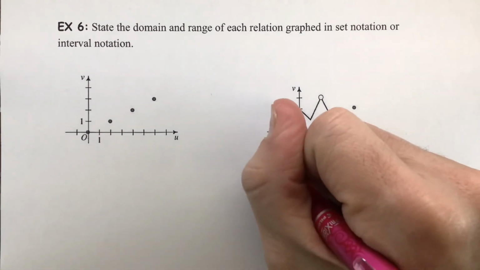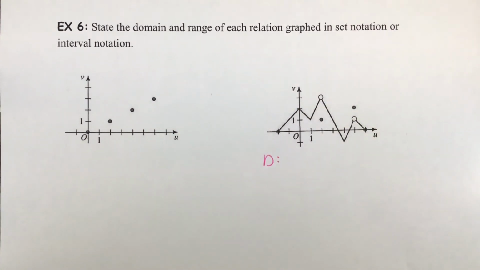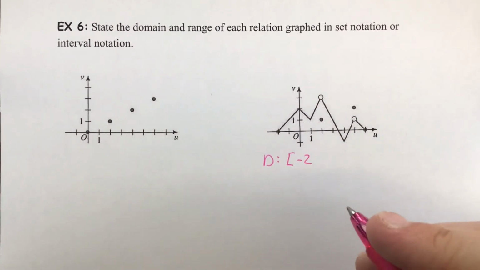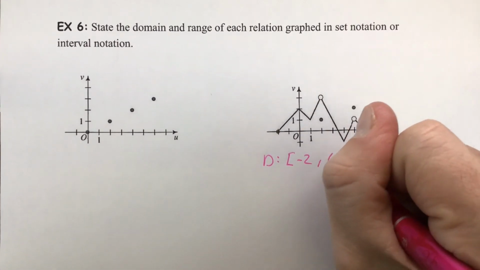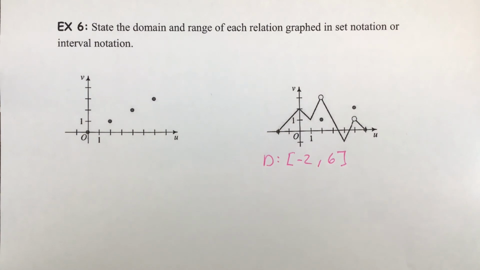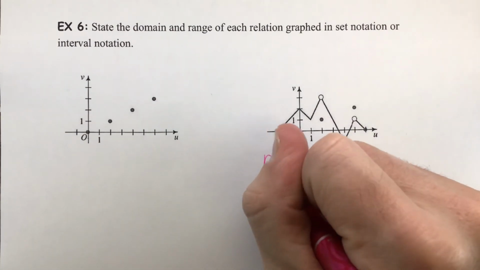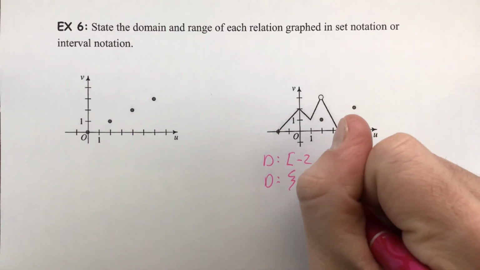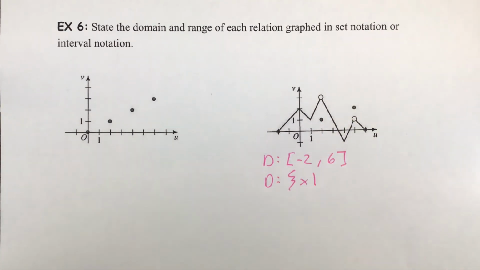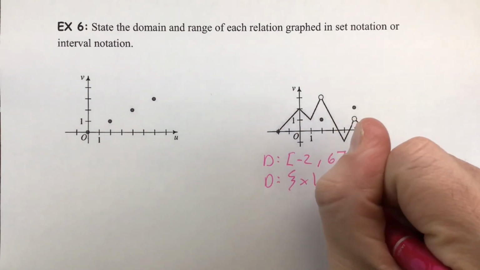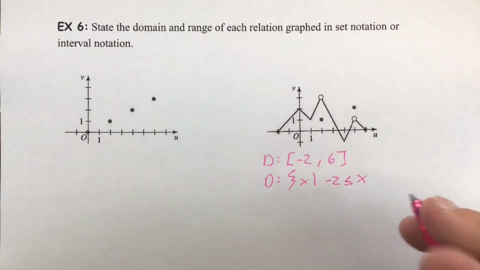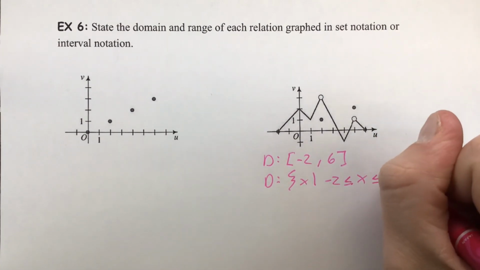Okay, so your domain in interval notation is going to be a bracket at -2 and a bracket at 6. The set notation version of that, we'll just state it underneath, you're going to use braces. It's going to be the x's such that, and we're going to build an inequality here. Okay, lower bound is -2. That would be less than or equal to x, which will be less than or equal to 6.